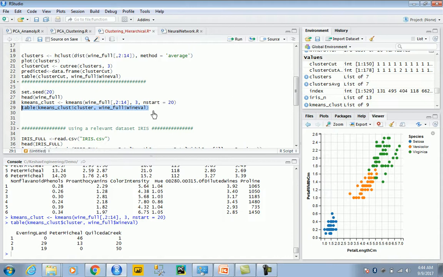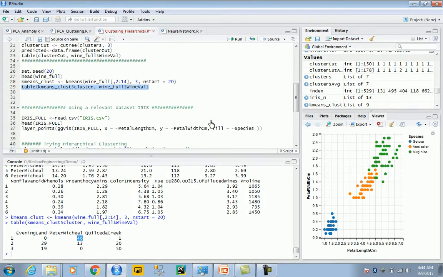Essentially, since it's a clustering algorithm, you wouldn't have the labeled data. So as you can see, it's not too good. We can see it has done reasonably well for Peter Michael, and it has done well for Calcida Creek. We have a good kind of clustering, but for Evening Land, it's all over the place. So it hasn't identified a lot of records. So we will have to evaluate some other algorithm for bettering the results in terms of clustering for this one.